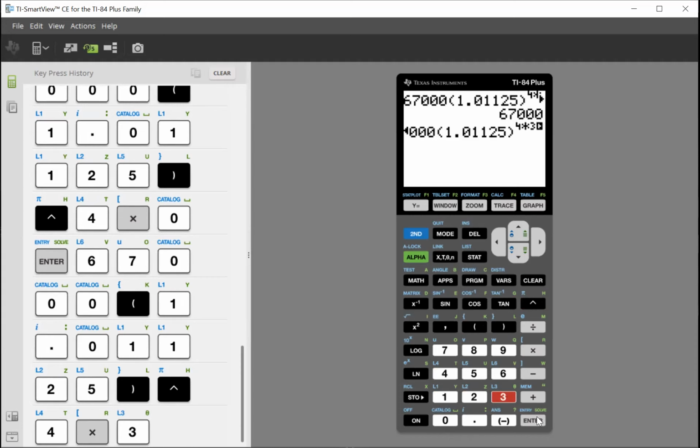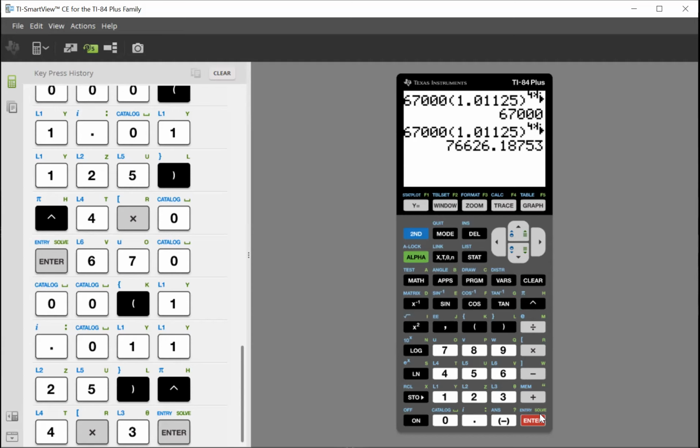So when we hit enter, now remember, I'm rounding to the nearest dollar, so that means no decimal places. So that'd be 76,626. The 6 will stay a 6 because the number right after it is only a 1. So that'd be 76,626. And y'all, I would do that for the rest. For the 5 and for the 10. I would keep doing that.